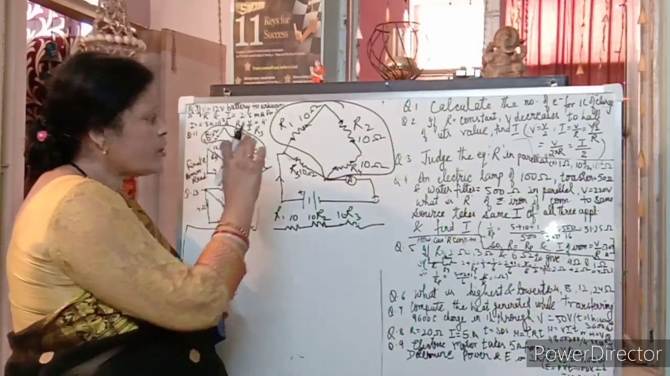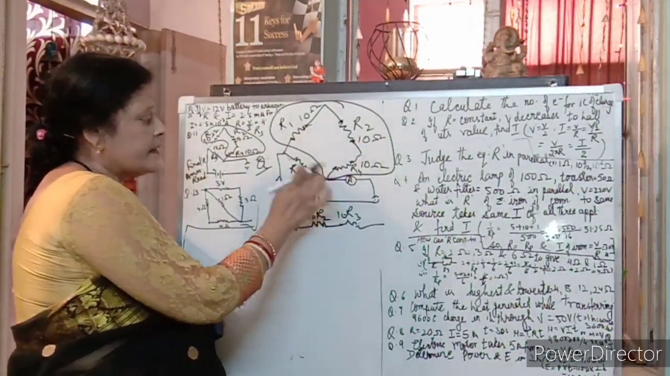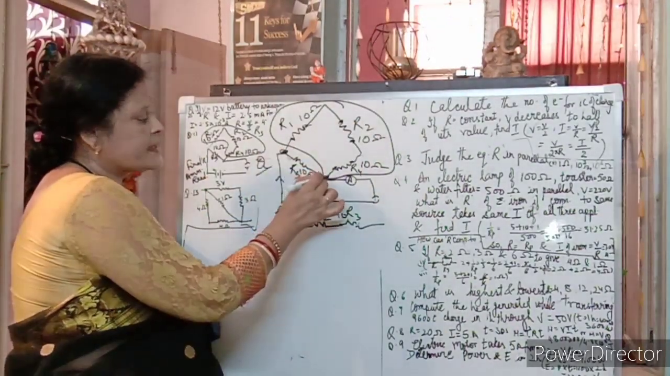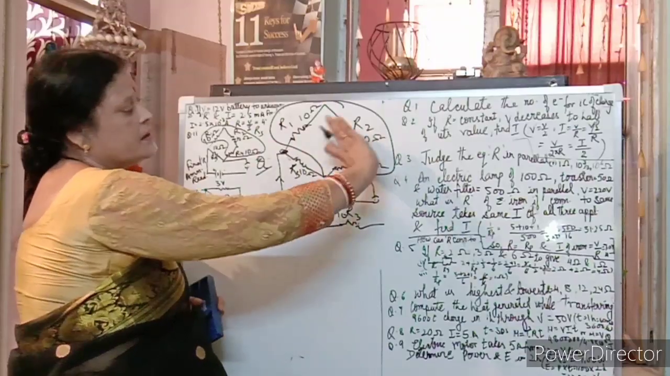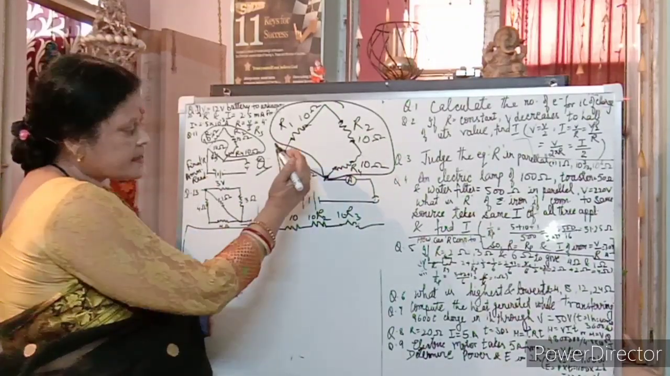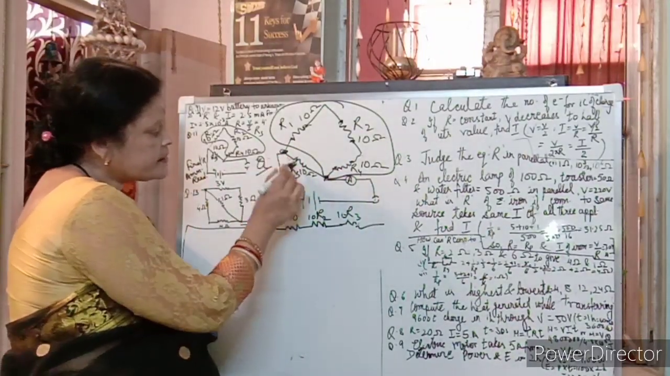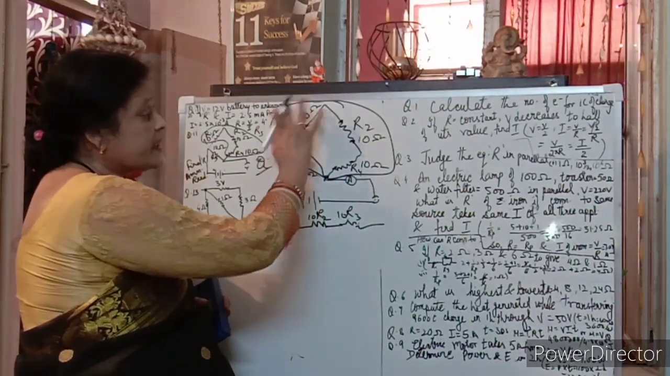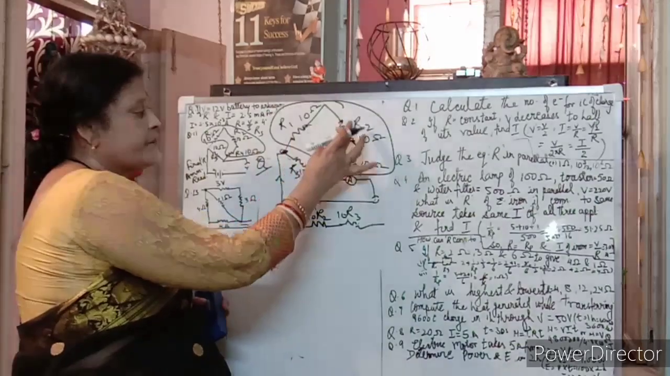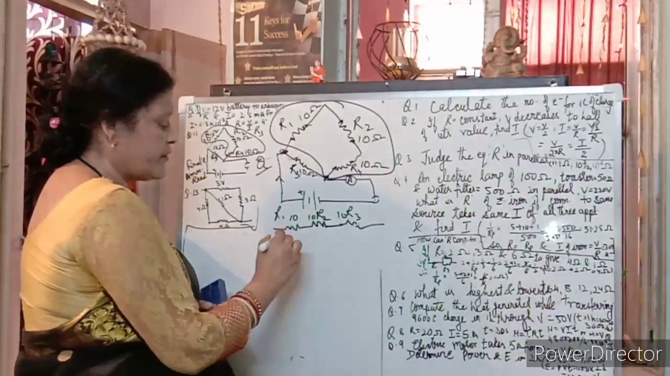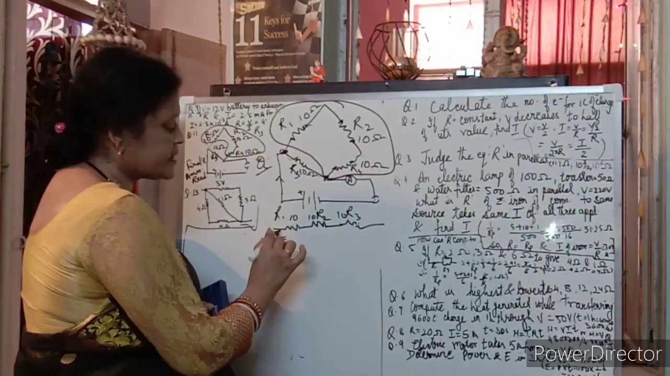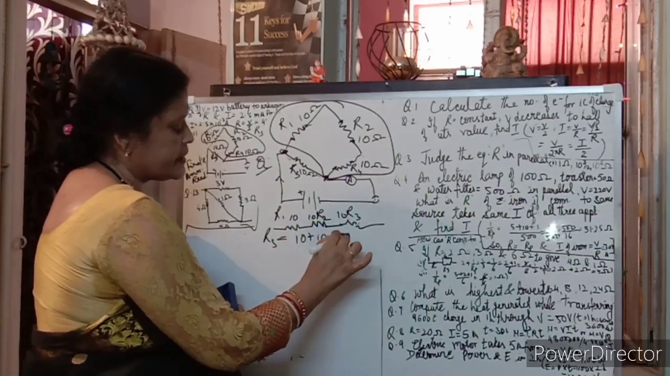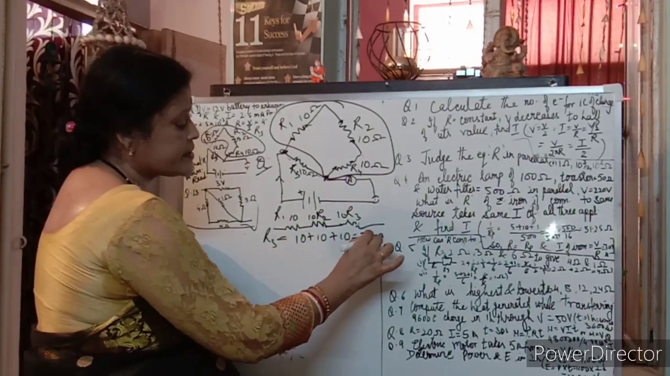First, you will check which is the end-to-end connection. These are all end-to-end connections, and from here, this end and this end, this much is there, that's it. And this is from this circuit. That means these three are in series, so first we'll find RS: 10 plus 10 plus 10, that is 30 ohm. Clear, students?